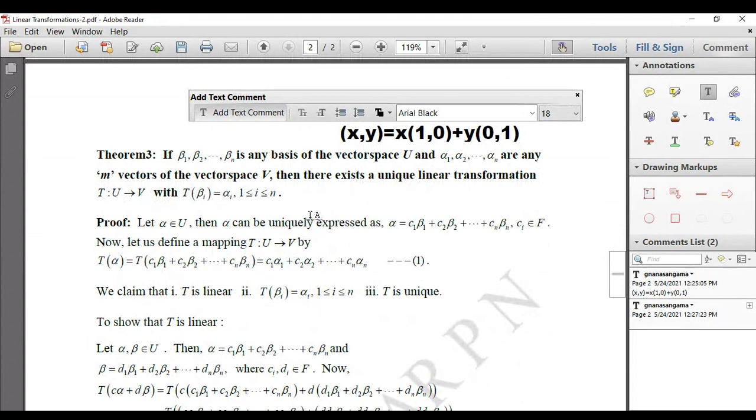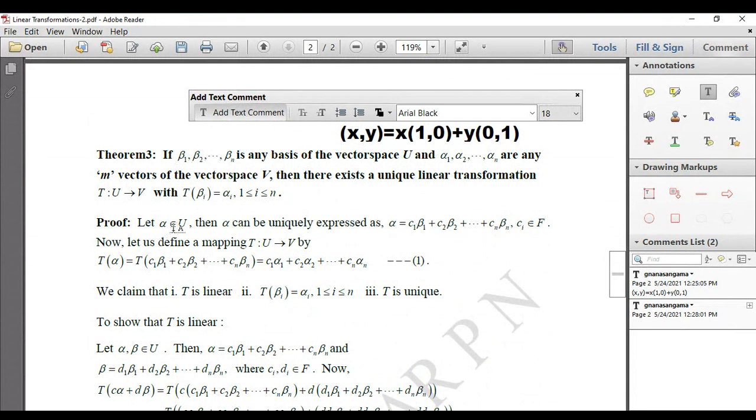Now let us take a vector alpha in U. You know that if alpha is a vector in U and this is a basis of U, then every vector of U can be written as a linear combination of this. Therefore alpha can be uniquely expressed as some c1 into beta 1 plus c2 into beta 2, etc. up to cn into beta n, where c1, c2, etc. up to cn are scalars. That means alpha has been written as a product of scalar into vector plus product of scalar into vector, using these vectors.